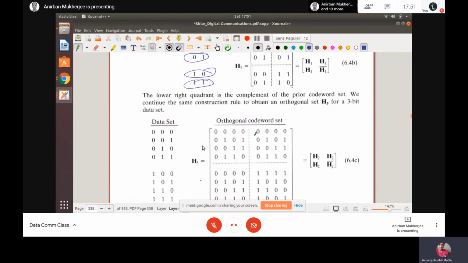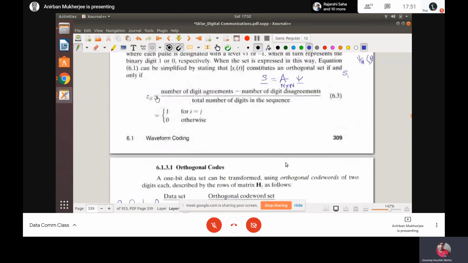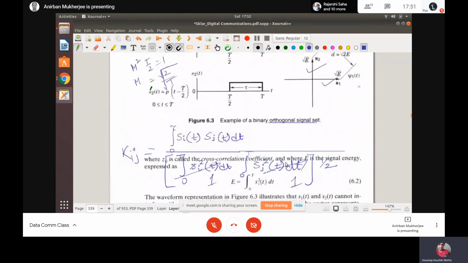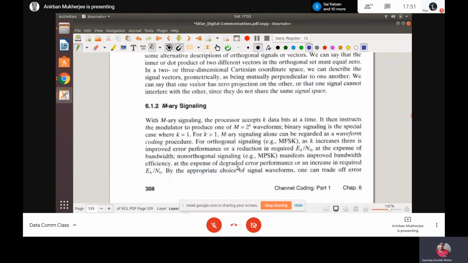Basically, you are sending the pulses. That means, if you see this, it is a waveform. You are sending the waveforms. So what do you mean by this orthogonality? Orthogonality means you are sending this type of pulses. This one is for 1 and this is for 0. I am just telling you an example.